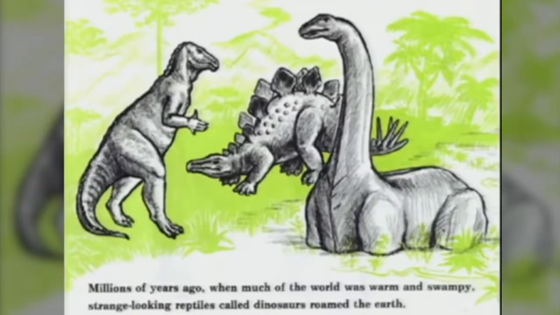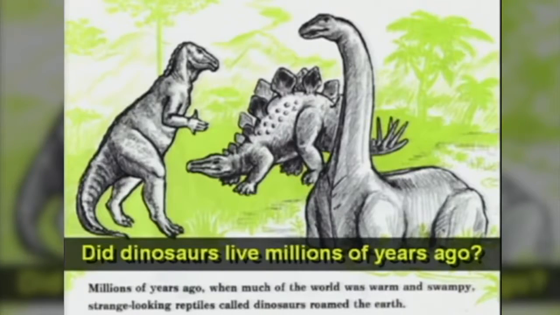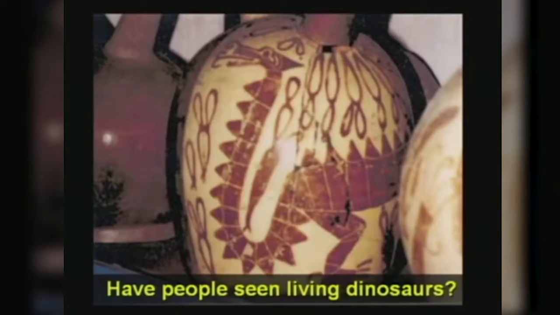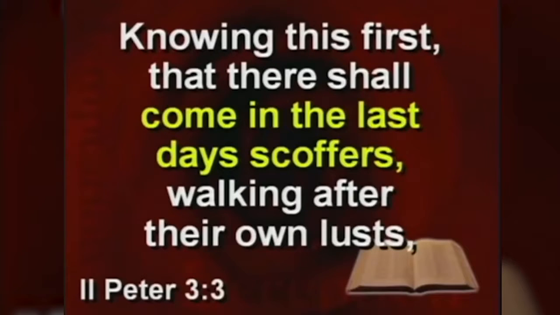Textbooks in school are going to tell your kids dinosaurs lived millions of years ago. Is that true? Well, if the Earth's only 6,000 years old, that can't be true. Where do dinosaurs fit in? Did dinosaurs live millions of years ago, or have they always lived with humans? They just had a different name for them. They called them dragons. The Bible says in 2 Peter chapter 3, knowing this first, there shall come in the last days scoffers.